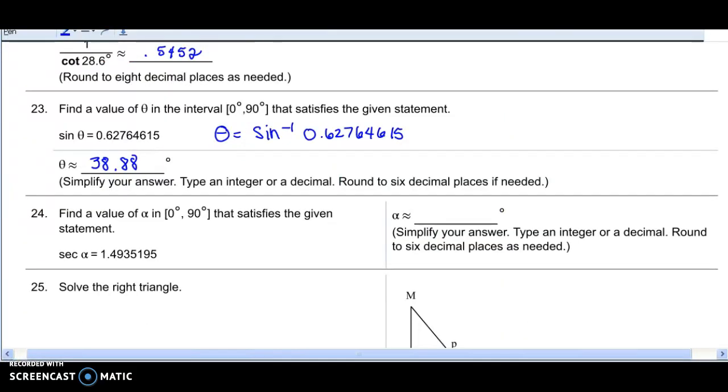Let's check out 23. This is a totally different situation. We're trying to find theta. In the previous problems, we knew the value of theta.